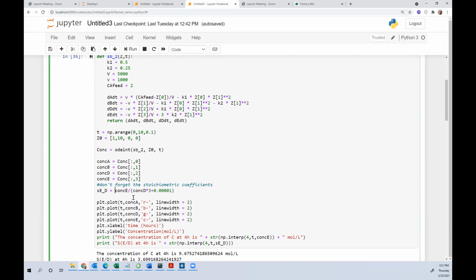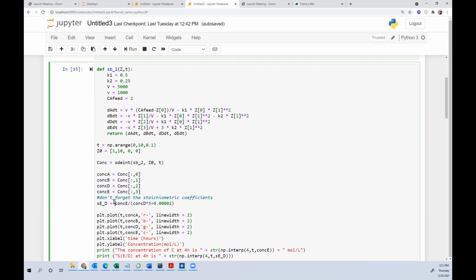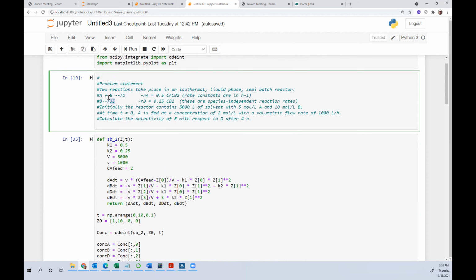Why is the numerator and denominator different? Why did you multiply by 3? Yeah, so two reasons. This is the stoichiometric relationship. Remember, the selectivity we said was moles of E divided by moles of D, and then you have to factor in the stoichiometric coefficients, which is basically that for every mole of D, you make 3 moles of E.